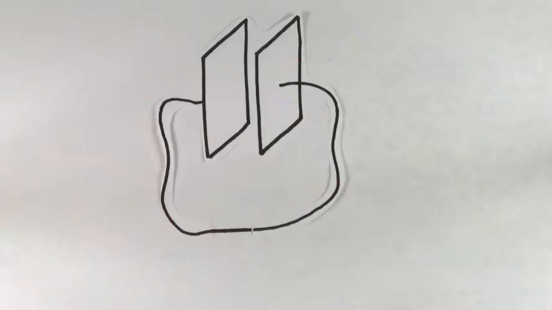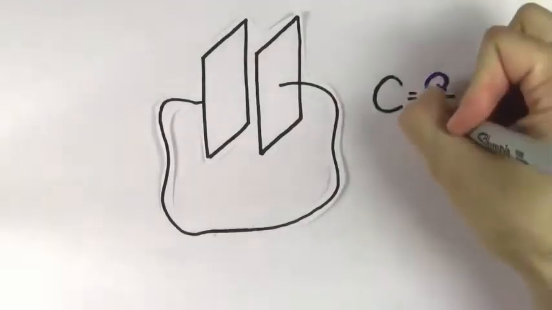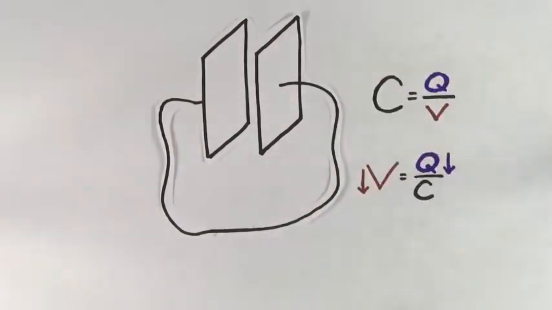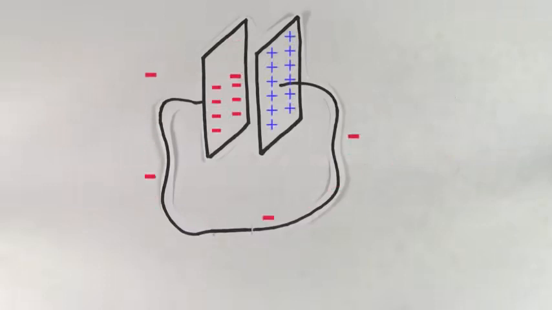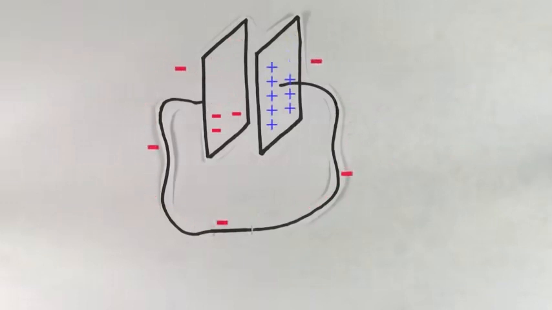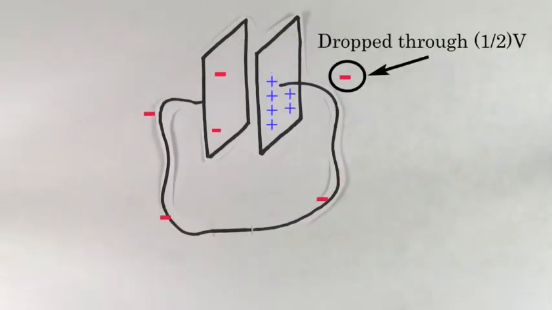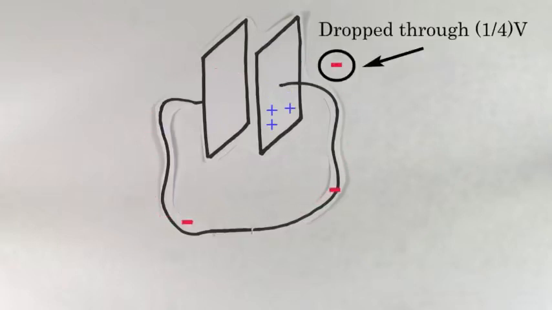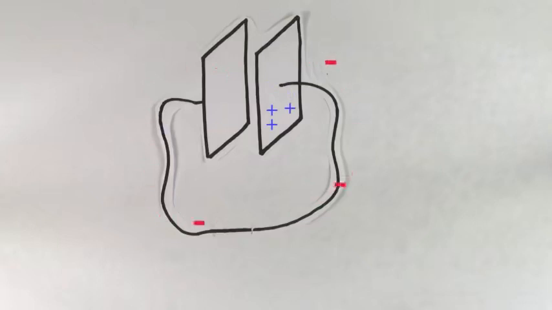Remember that the capacitance is defined to be the charge stored on a capacitor divided by the voltage across that capacitor. So as the charge goes down, the voltage goes down. As more and more charge gets transferred, there will be a point where a charge only drops through 3/4 of the initial voltage. Wait longer and there'll come a time when a charge gets transferred through only 1/2 of the initial voltage. Wait even longer and a charge will only get transferred through 1/4 of the initial voltage. And the last charge to get transferred drops through almost no voltage at all because there's basically no charge left that's stored on the capacitor.